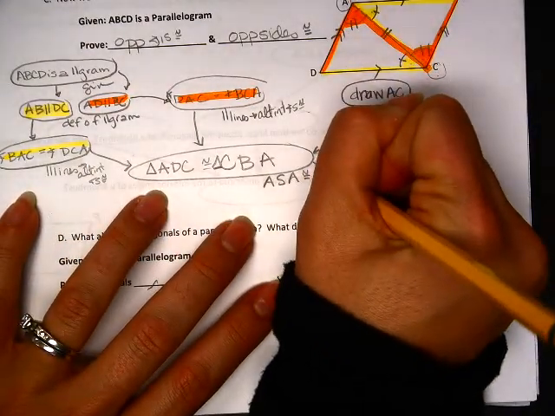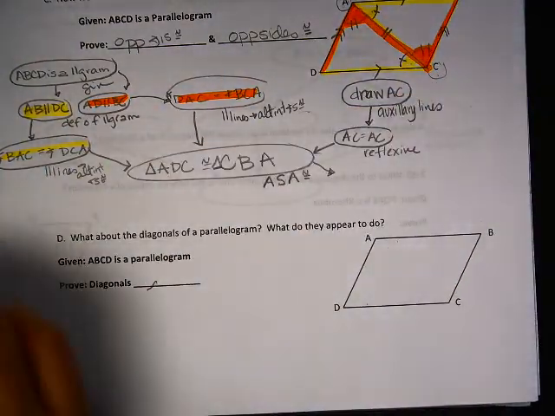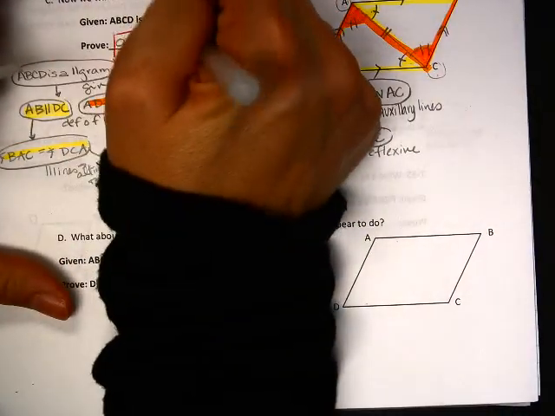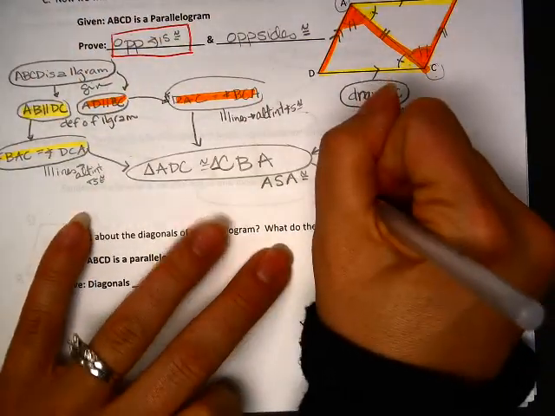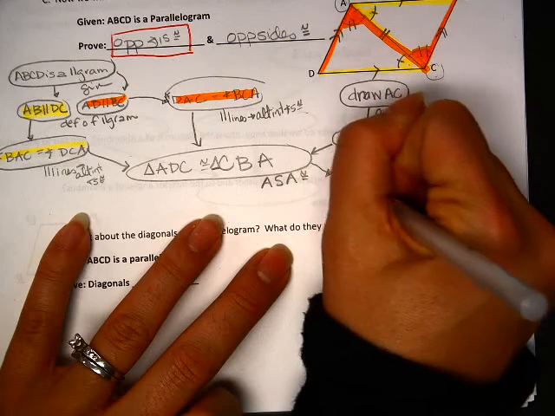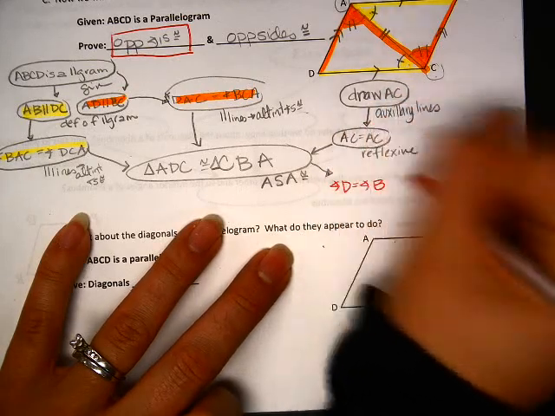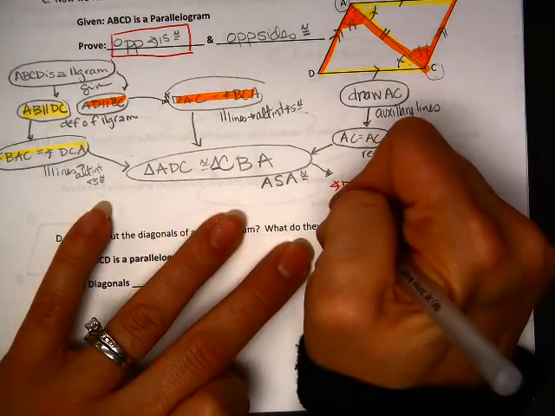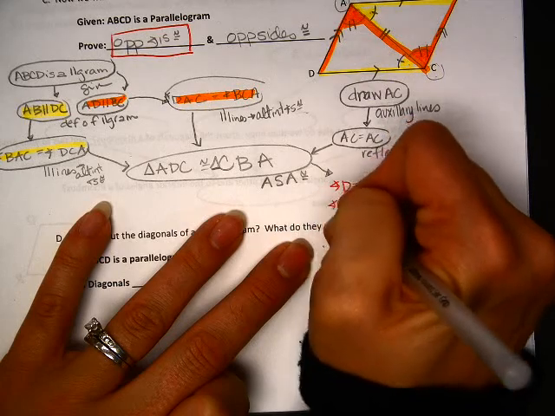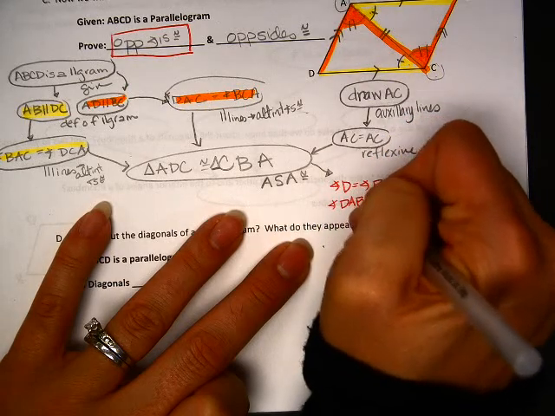So specifically, I'm interested in my opposite angles. So I'm going to say angle D is equal to angle B. And I'm also going to say that angle DAB.